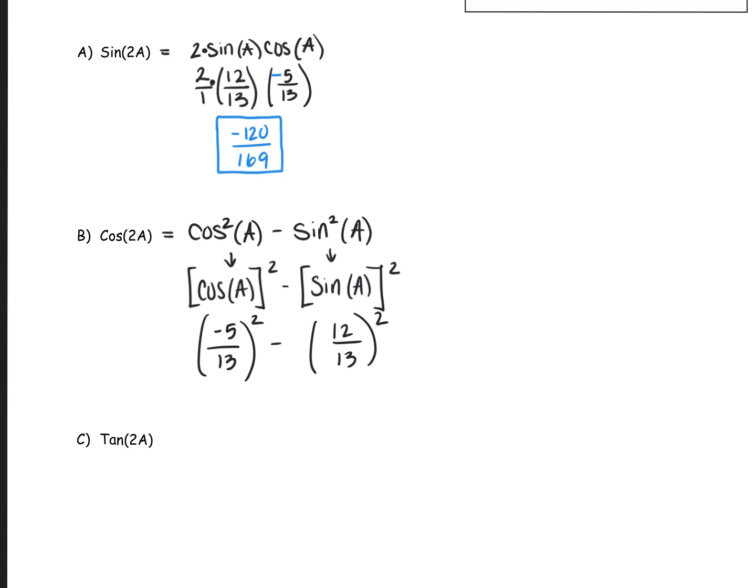Okay, so what I got here was negative 119 over 169. That's your exact value. All right, so what I'm going to ask you to do now is try another formula. So pick one of the other 2 and prove it. Prove that you get the negative 119 over 169.